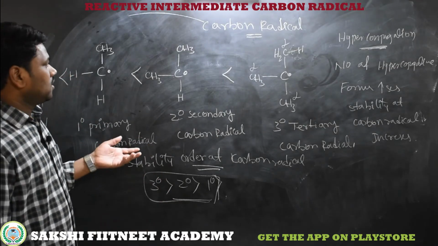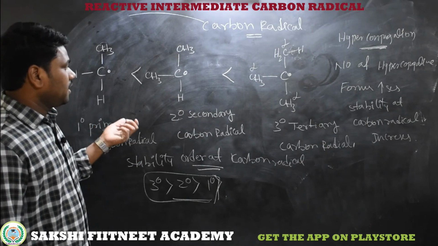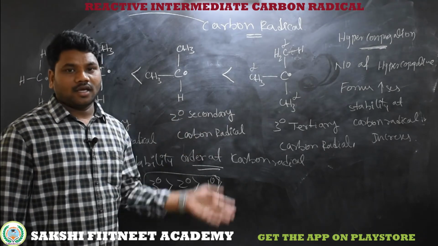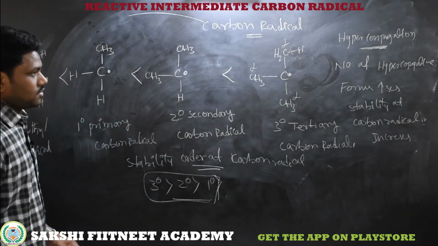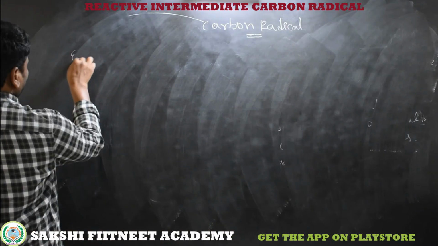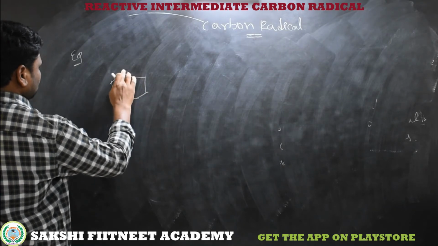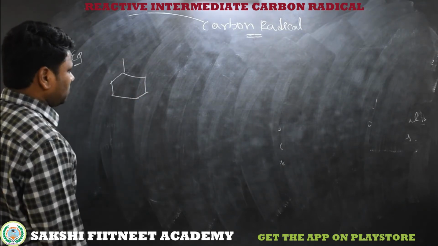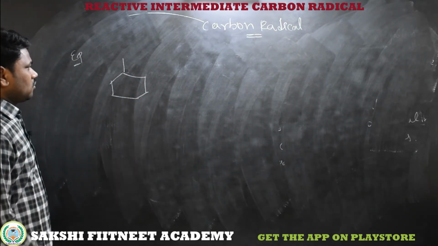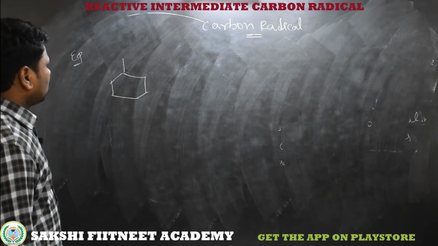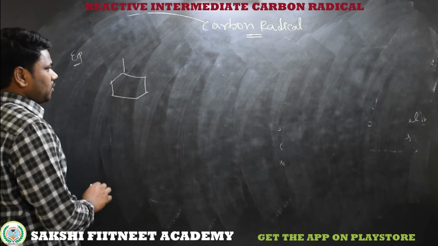So now we will discuss identifying a carbon radical by taking some examples. Here I am taking some examples. Which radical is primary, secondary or tertiary? By doing this exercise, it's somewhat easier to identify which carbon radical exists in a molecule.